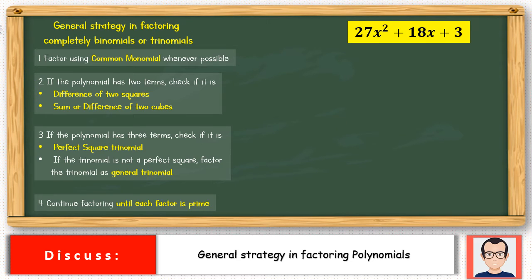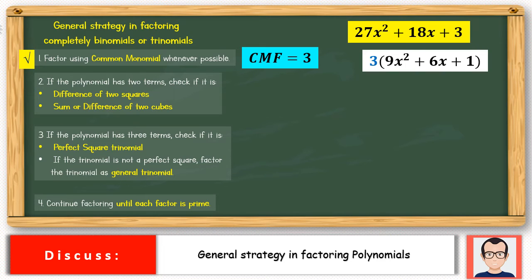Our next example is 27x squared plus 18x plus 3. We check if they have a common factor. In this case, the common factor of the three terms is 3. We apply the rules in factoring common monomial factor. Doing so, our answer is 3 times 9x squared plus 6x plus 1.